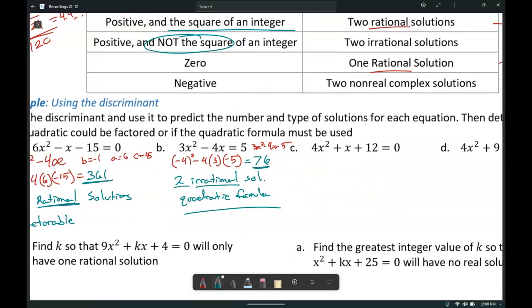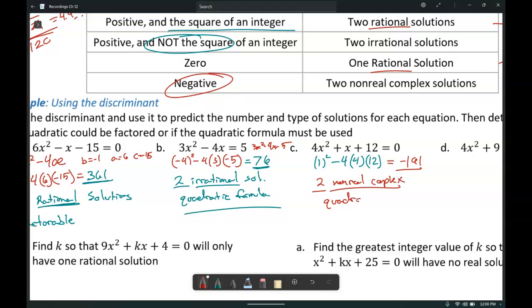It is in standard form. B squared minus 4ac. And we get a value of -191. Because the value of our discriminant is negative, we get two non-real complex solutions. And because they're non-real complex, we have to use the quadratic formula.